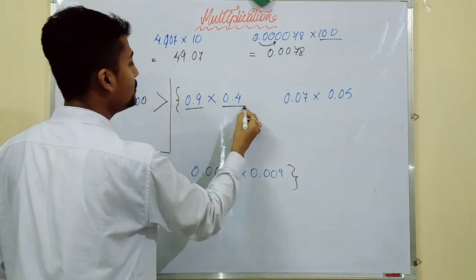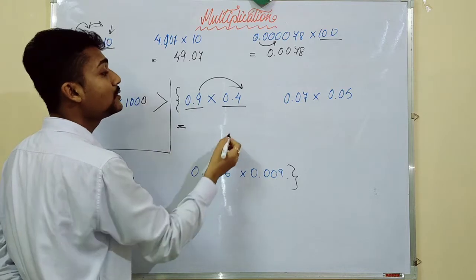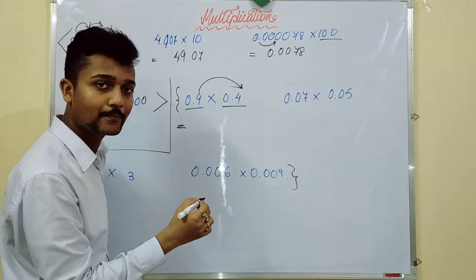Next, 0.9 into 0.04 is equal to how much? At first what you will do? You will multiply 9 into 4 is equal to how much? 9 4s are 36.